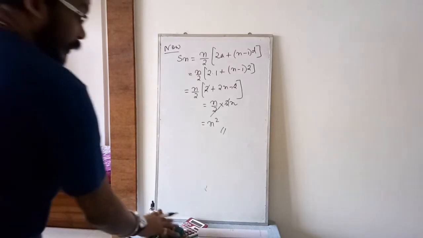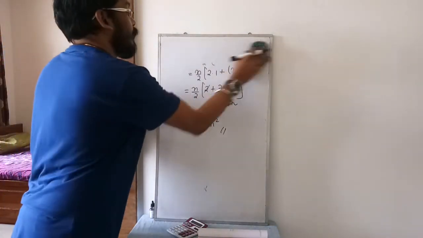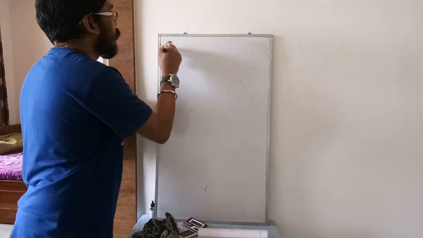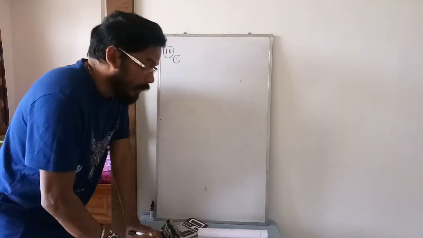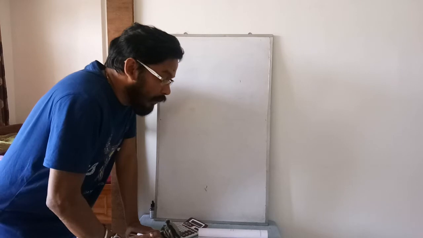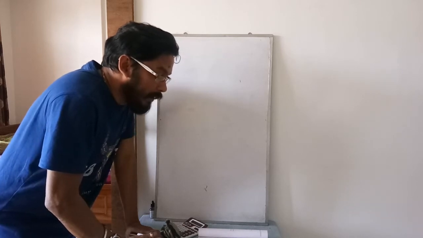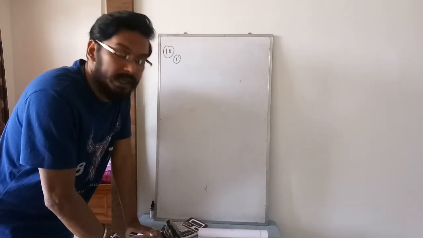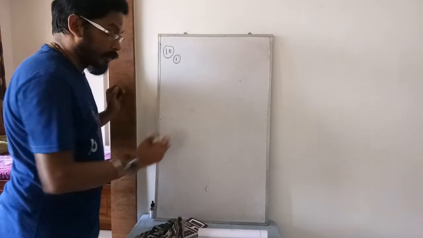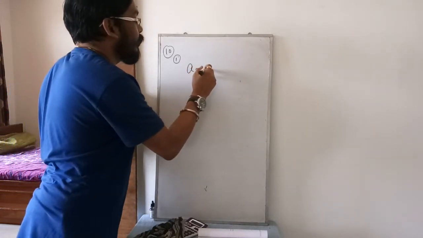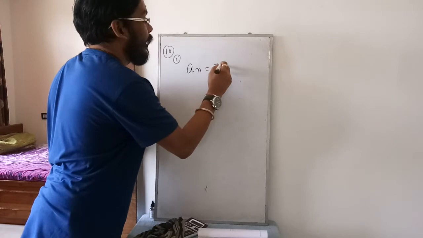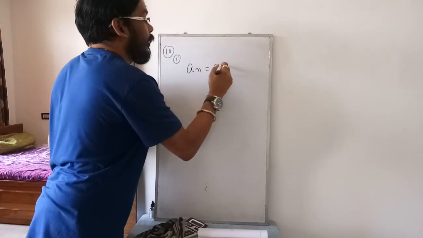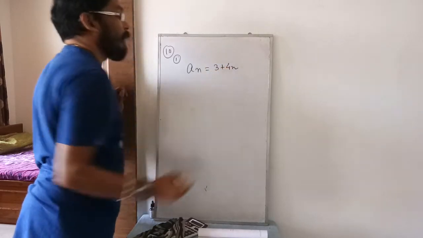Clear? Now we will go for question number 10. So question number 10, what did they say? Question number 10, Roman 1 I will do and Roman 2 you will do as homework. Show that A1, A2 dot dot dot AN form an AP where AN is defined as below. Here nth term is given. You have to find out A1, A2, A3 dot dot dot. AN is your what? 3 plus 4n. Your AN is given.